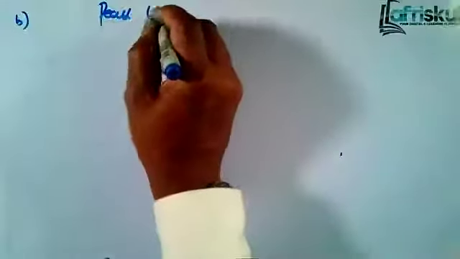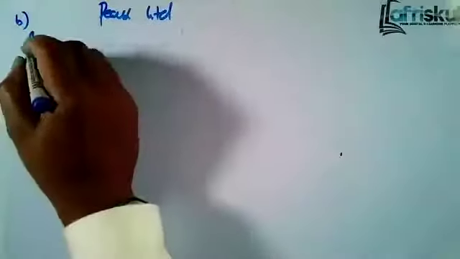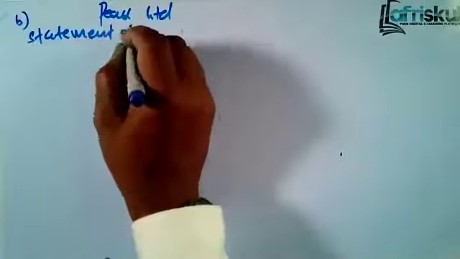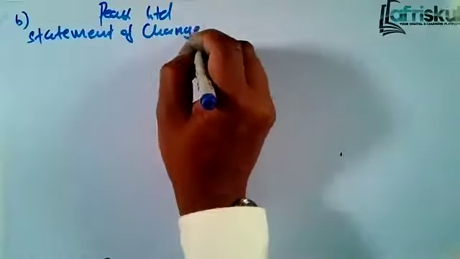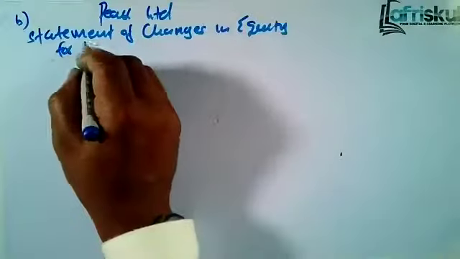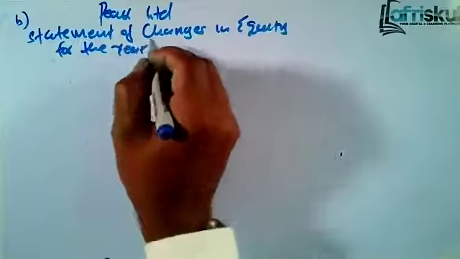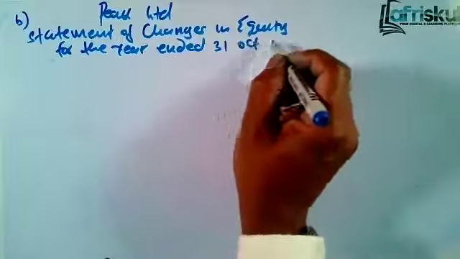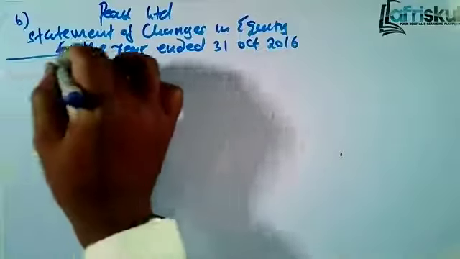So now let's look here at the board. Number B. Peak Limited. Kindly remember to write the format, the heading, I mean. Statement of changes in equity for the year ended. The year was ending on 1st October 2016.